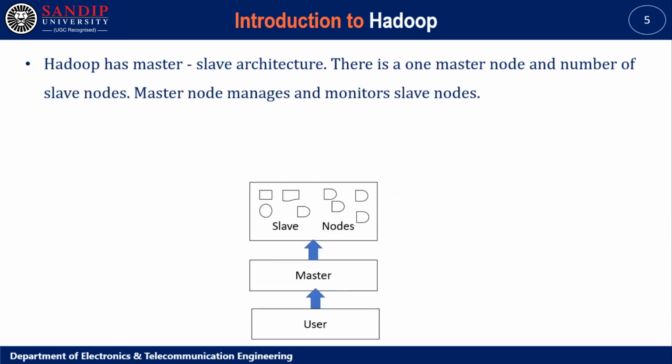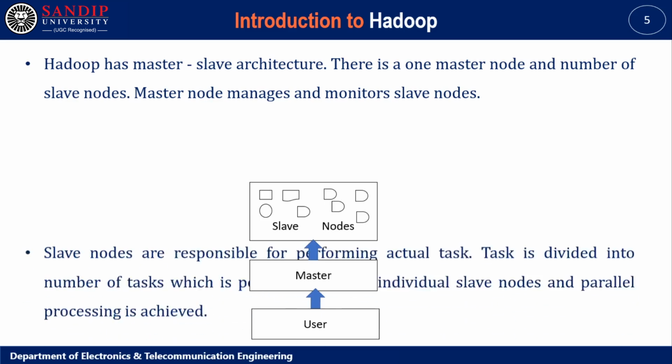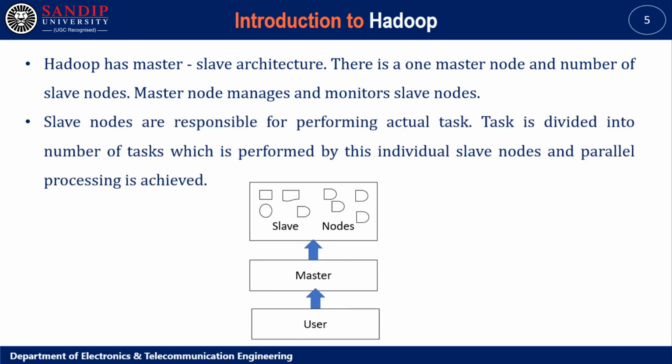Hadoop has a master-slave architecture. There is one master node and number of slave nodes. Master node manages and monitors slave nodes. Slave nodes are responsible for performing actual tasks. Task is divided into number of tasks which is performed by these individual slave nodes and parallel processing is achieved. Figure shows the master-slave architecture of the Hadoop.